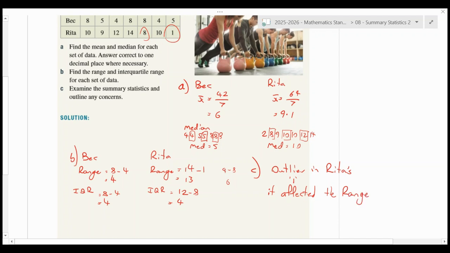And what else did it affect? Have a look at her average. Like only getting a 1 for that last one instead of something higher really affected her average as well, the mean. So those sort of questions are a bit subjective. You've got to decide what the concerns are, but they would be my concerns.